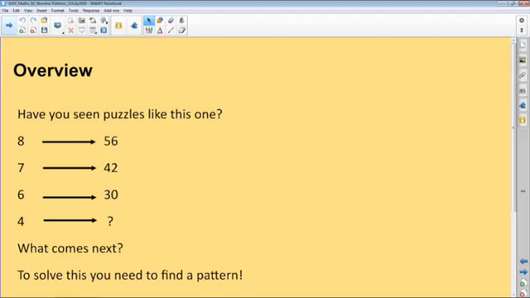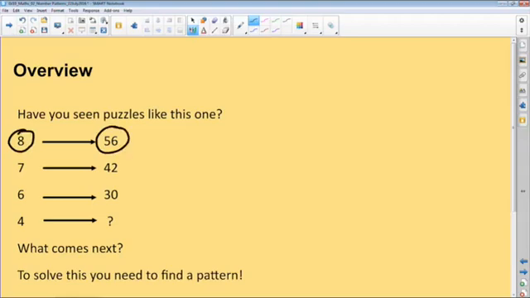8 becomes 56, 7 becomes 42, 6 becomes 30. So what does the next one become? Why don't you take a minute and try and figure it out?